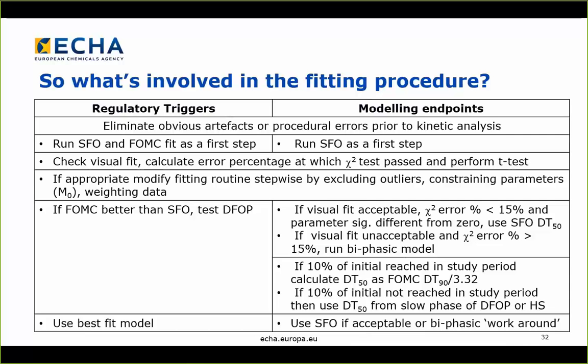FOCUS allows you to go through an iterative loop where you could modify your fitting routine in a stepwise way. You might exclude outliers, you might constrain certain parameters, you might weight the data, for example. But ultimately, if FOMC is shown to be better than SFO, then you test the DFOP model. And ultimately, at the end, you pick your best fit model, and you use those best fit model endpoints like DT50 and DT90 against your regulatory triggers, whether it's triggers for triggering field dissipation studies or the persistence assessment of the PBT part of your substance evaluation. Okay.